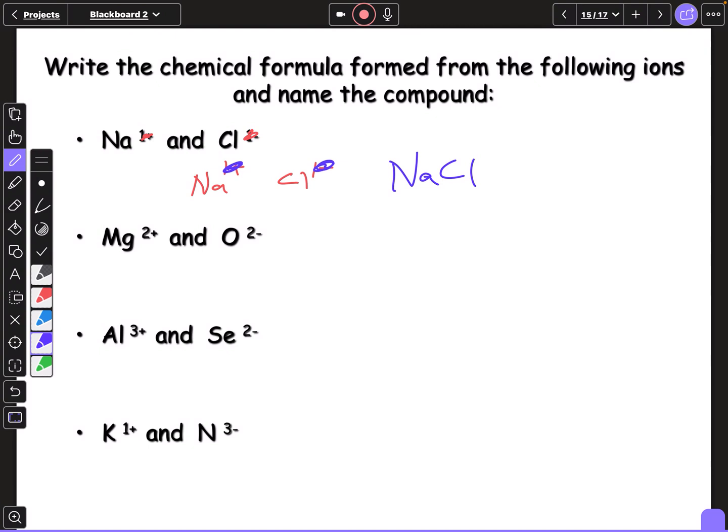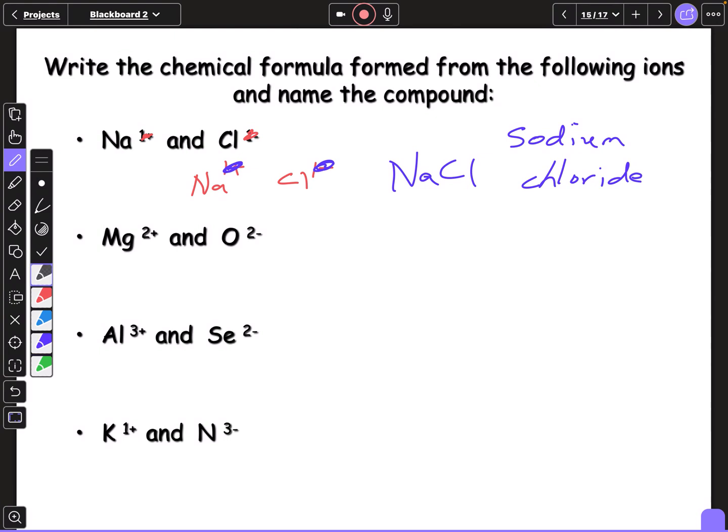And then I want to name it. I simply name the metal, which is sodium. I name the non-metal. Cl is chlorine. I drop the ending and add IDE. That becomes sodium chloride. I do not use prefixes.